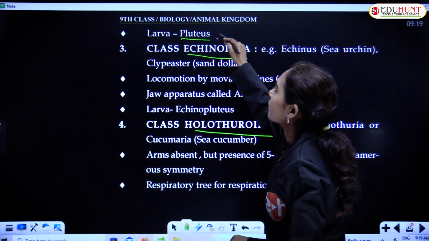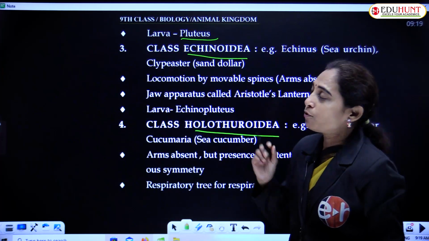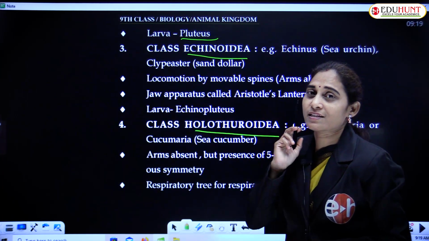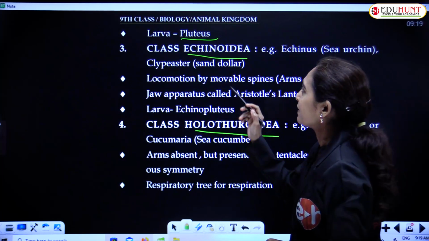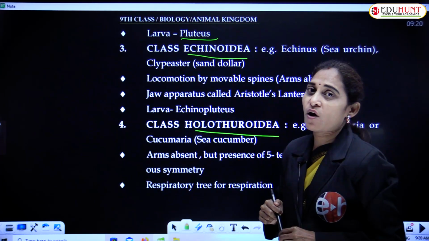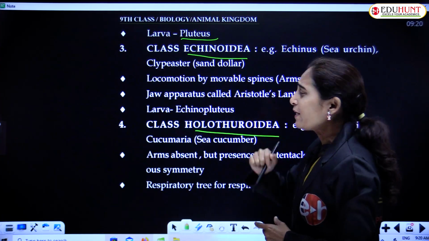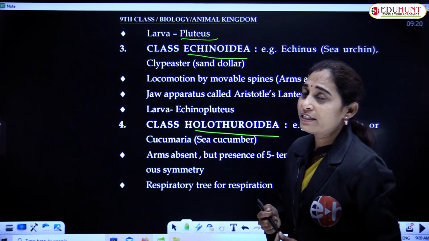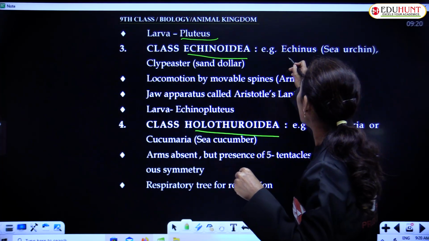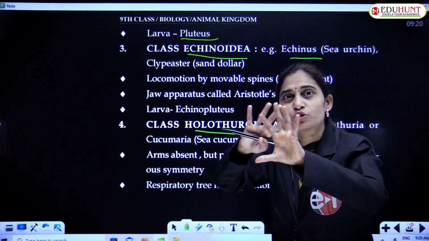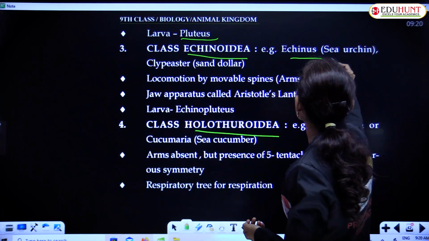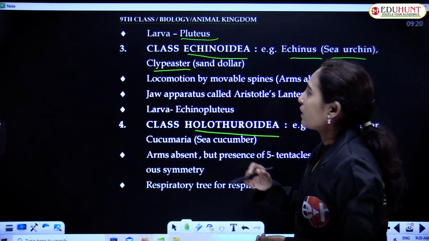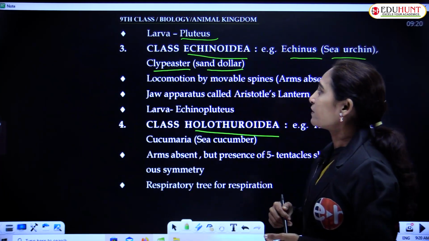Larva is Pluteus. Earlier we saw bipinnaria larva and brachiolaria larva in Asteroidea. But in the second class, Ophiuroidea, there is Pluteus larva. And the third class is Echinoidea. Echino means spines. Echinus is like a globe with spines around it. So we call it sea urchin, and Clypeaster we call sand dollar.